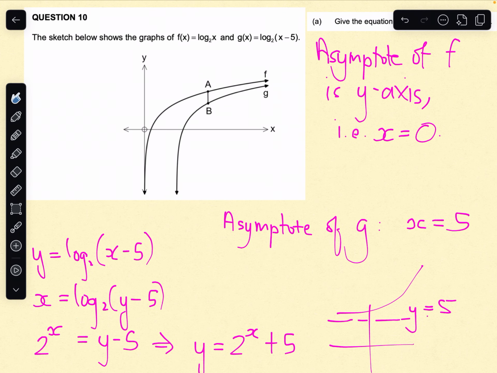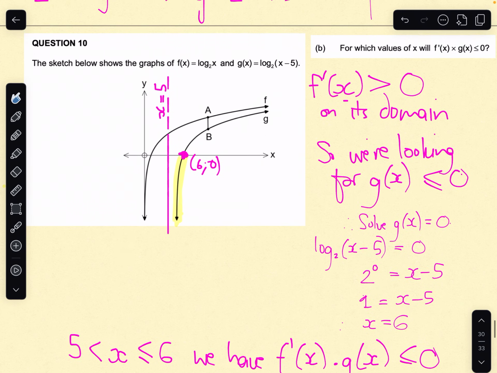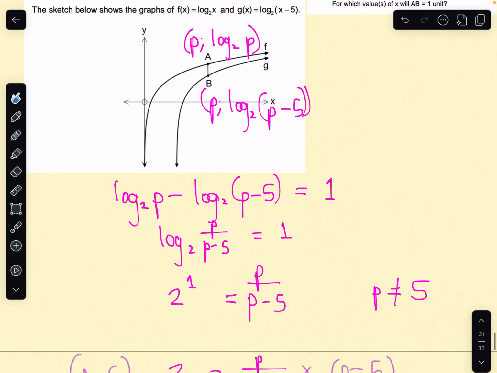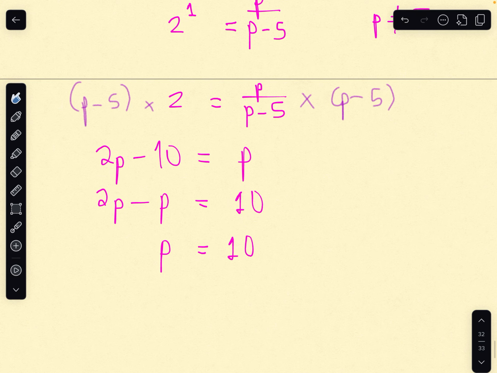Let's see what the memo has to say. So the two asymptotes are x is equal to 0, x is equal to 5. The solution to this inequality is x greater than 5, smaller than or equal to 6. And then finally, we have x is equal to 10 as our solution for the last problem.